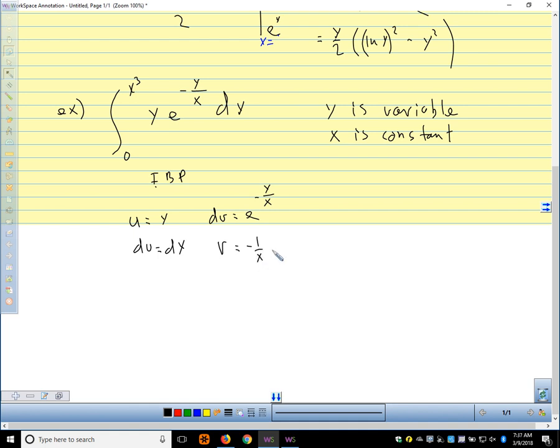Negative 1 over x, e to the minus y over x. We think of x as a constant, just as if this were negative y over 2, e to the negative y over 2. We do it the same way. So we have minus, it's u times v, so we have minus x e to the minus y over x.